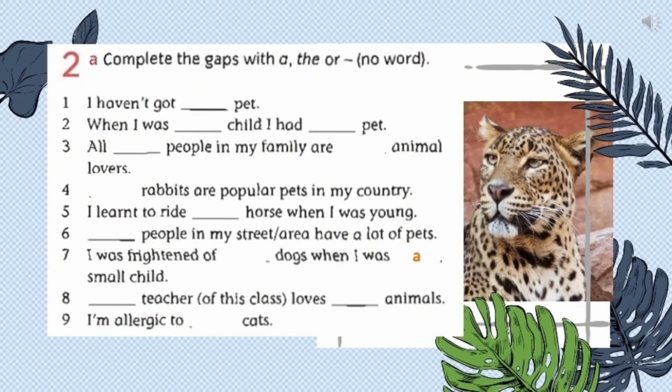Look at exercise 2A. You'll complete the sentences with a, the, or leave it blank if no article is needed. Work individually first. Take about 2 minutes to fill in all the blanks. Then we'll check the answers together. Okay, let's check the answers together.